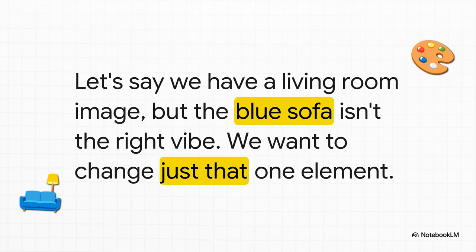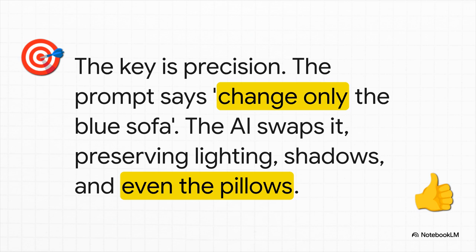Okay, let's look at a practical example. We start with this picture of a living room. It's nice, right? But maybe that blue sofa just isn't the vibe we're going for. Now, we don't want to start from scratch and get a whole new living room. We just want to change that one thing. So we give the AI this image, and here's the prompt. Notice how precise it is. Using the provided image, change only the blue sofa.